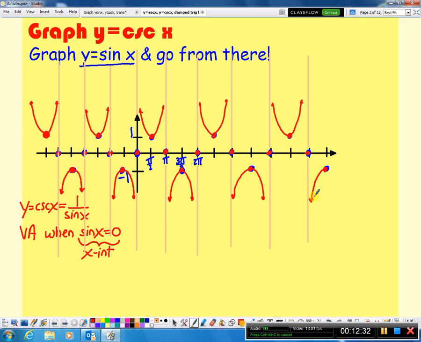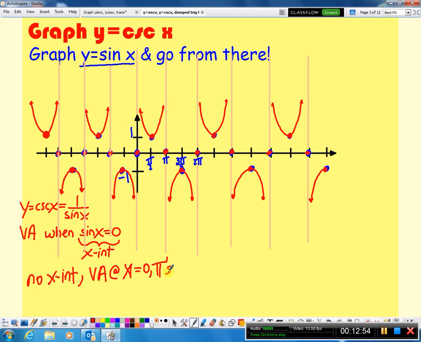All right, so I want to reiterate, on y equals secant or cosecant x, there are no x-intercepts. You will have vertical asymptotes wherever sine is 0. So that's at x equals 0 and x equals any multiple of pi. So plus or minus pi, plus or minus 2 pi, plus or minus 3 pi, etc.